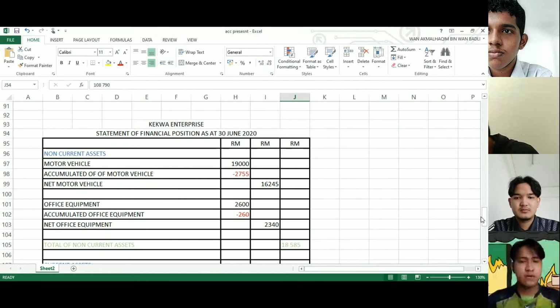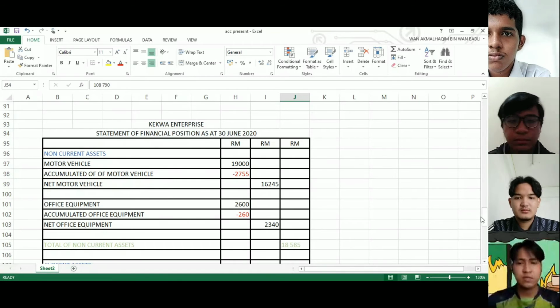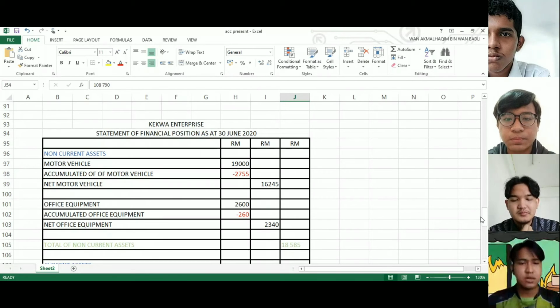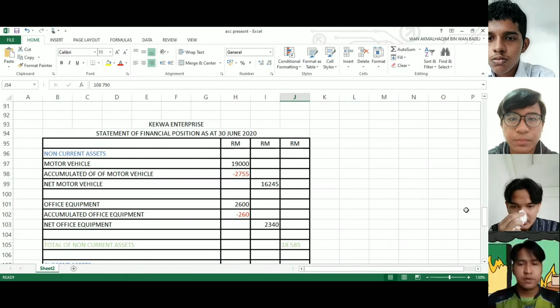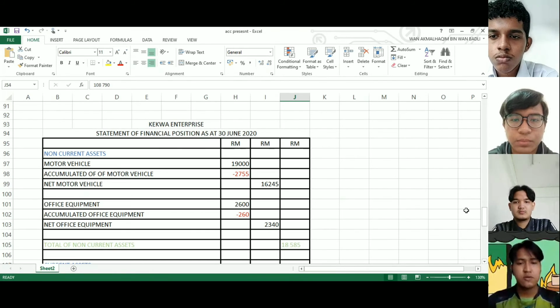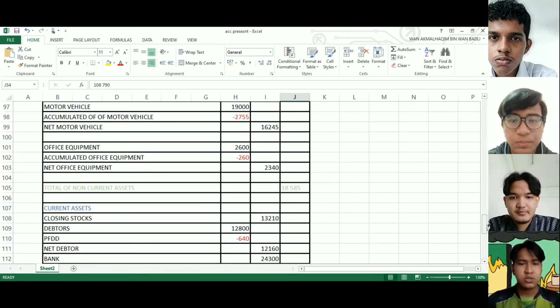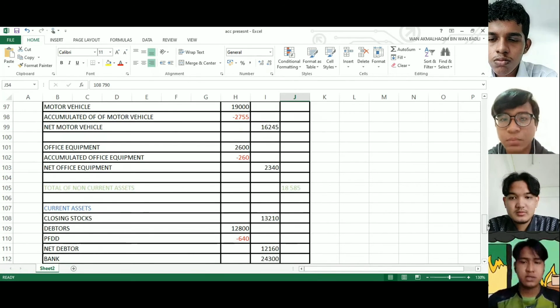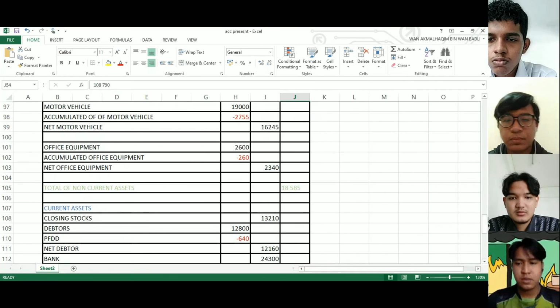So the non-current assets, we have motor vehicle 19,000, accumulated depreciation of motor vehicle minus 2,755. Net motor vehicle is 16,245. Under office equipment, we have 2,600. Accumulated depreciation of office equipment is negative 260. Net office equipment is 2,340. So the total of non-current assets is 18,585.